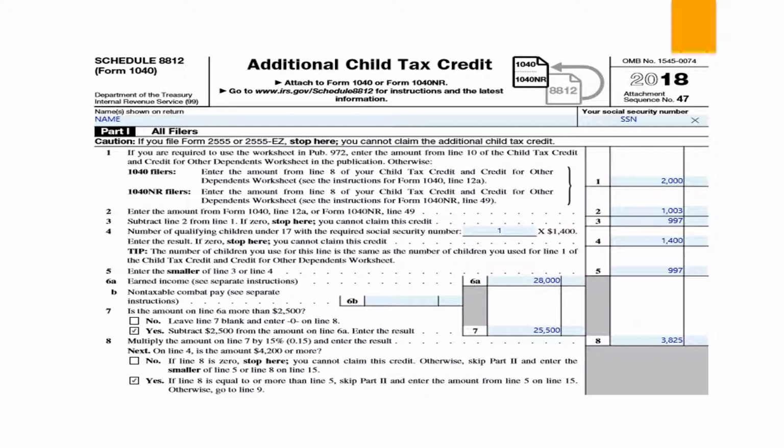On line 4, multiply your amount of qualifying children by 1,400. Since we had one child, it would be 1,400. We enter the smaller of line 3 or 4 on line 5, so we put $997. On line 6A, we put our earned income, which was $28,000. We subtract $2,500 from that to come down to $25,500 on line 7. We multiply that by 15% to get $38.25 on line 8. We check the box yes, because line 8 is equal to or more than line 5.